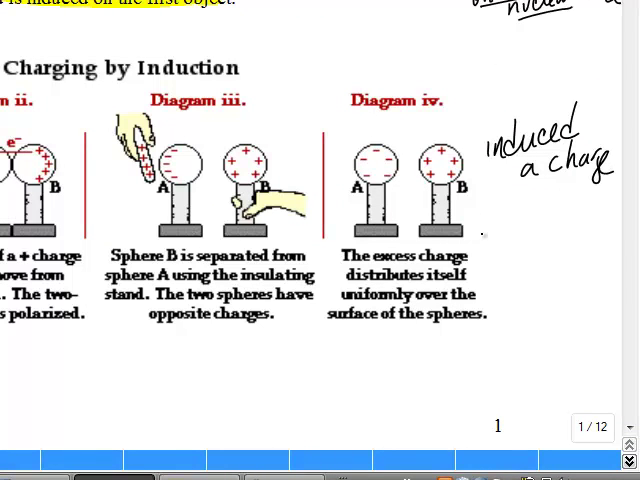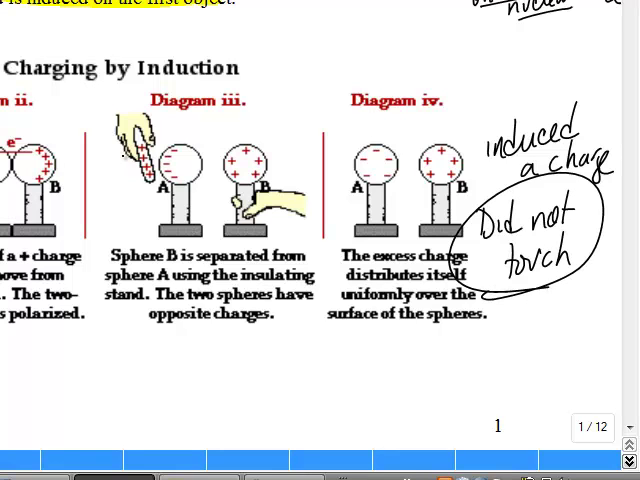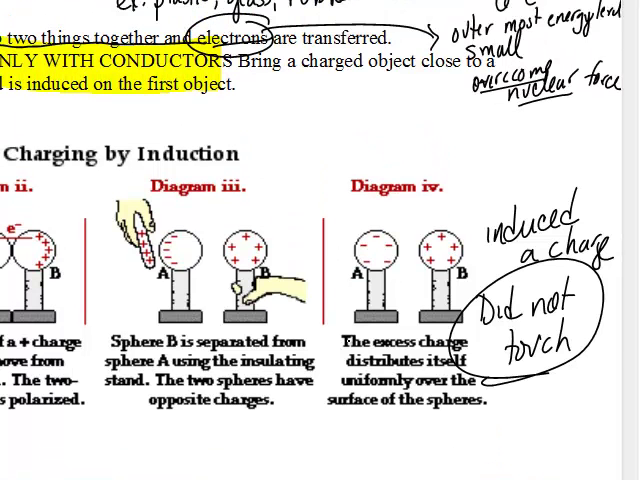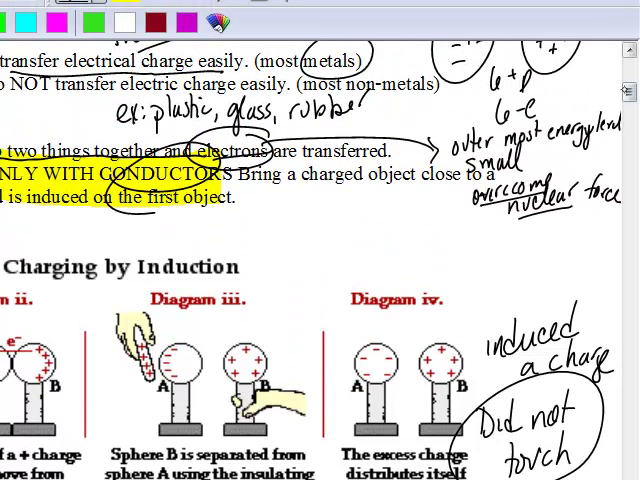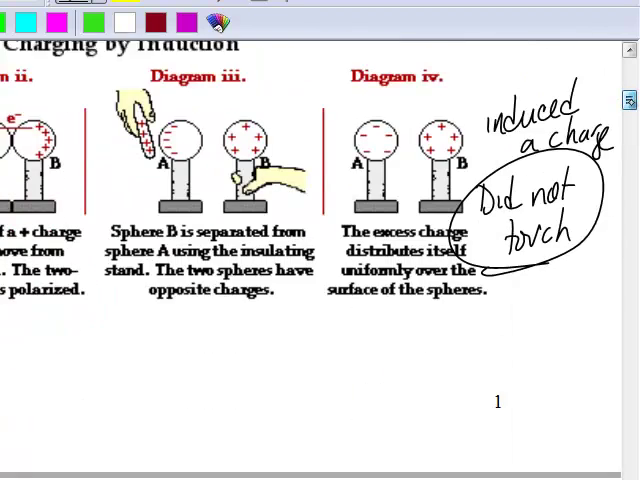We did not touch this ball with our charged rod here. We simply were able to induce that charge. Again, this only occurs on conductors.